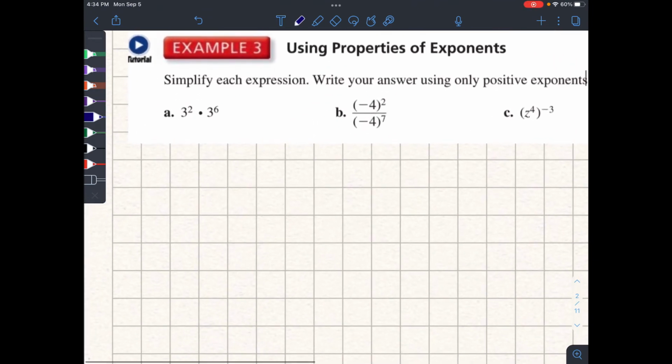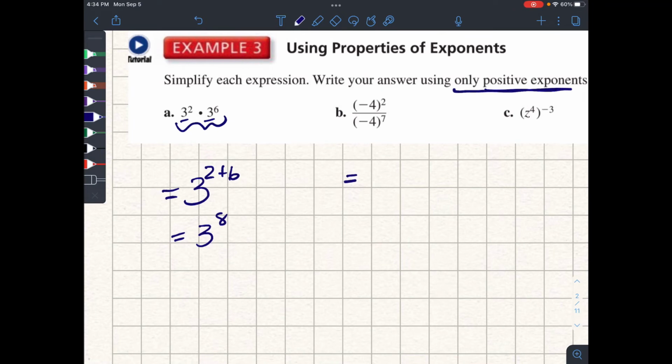So some examples of this. 3 squared times 3 to the 6th. Well, that is a common base multiplying together. So what do I do with my exponents? We add them. So we get 3 to the 8th. Again, notice the exponent's big, so just leave it. The directions will typically say only as a positive exponent too. All right, if it's a smaller exponent, go ahead and multiply it out.